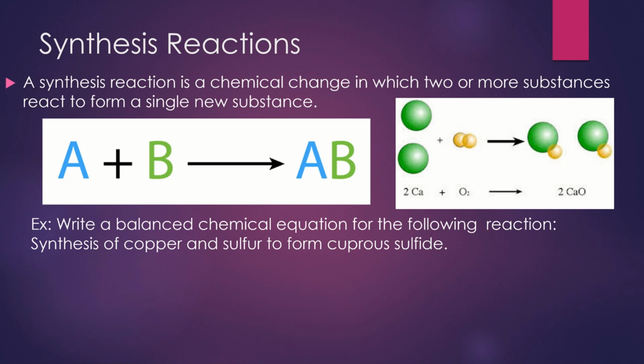Here's an example. Write a balanced chemical equation for the following reaction: the synthesis of copper and sulfur to form cuprous sulfide. All right, step 1, write your formulas and make sure those subscripts are balanced. So copper plus sulfur react to form cuprous sulfide, CuS.